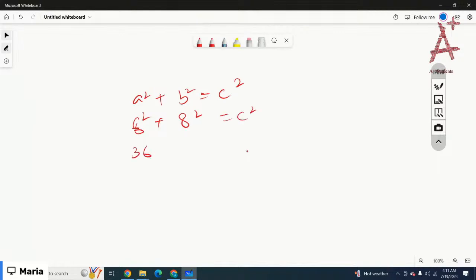6 square is 36. 8 square is 64. So 64 plus 36 is 100 equals C square. So you have to square root both sides. 100 is the square of 10. So that means C equals 10. The length of the hypotenuse is 10.